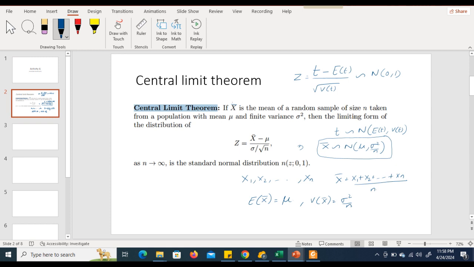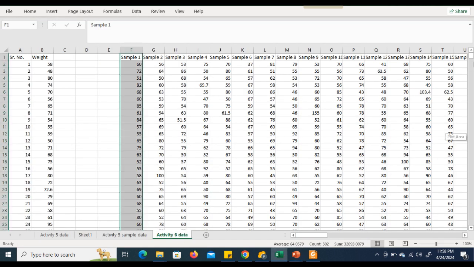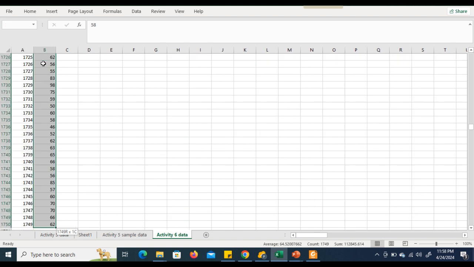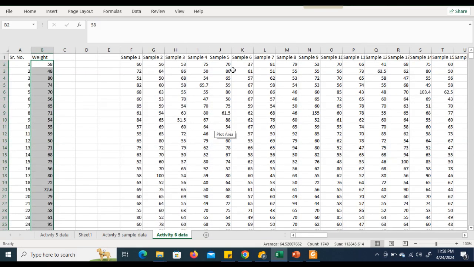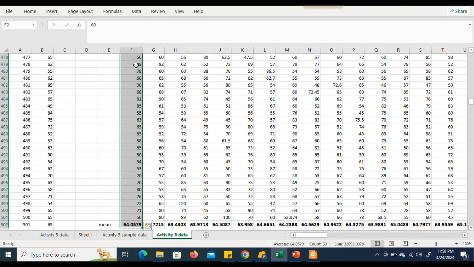So in this particular activity we are going to perform the same thing. In this case we are going to consider data containing about 1749 entries, which simply represent the weight of the students. On the basis of these entries we have constructed about 100 samples where each sample contains around 500 entries. So here the sample size is 500.